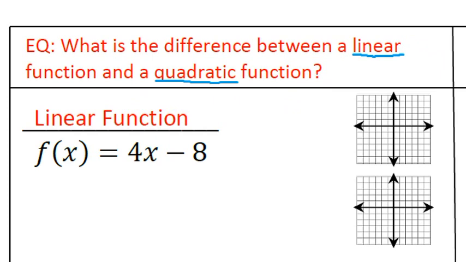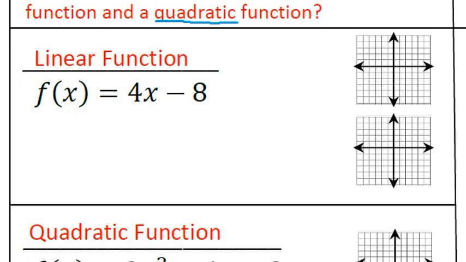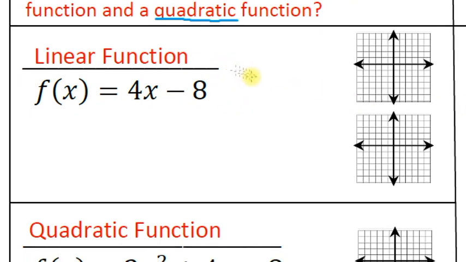Now, last year in Integrated Math 1, you may have seen exponentials and possibly a quadratic, but mostly you dealt with linear functions. And this is an example of a linear function: f(x) = 4x - 8.